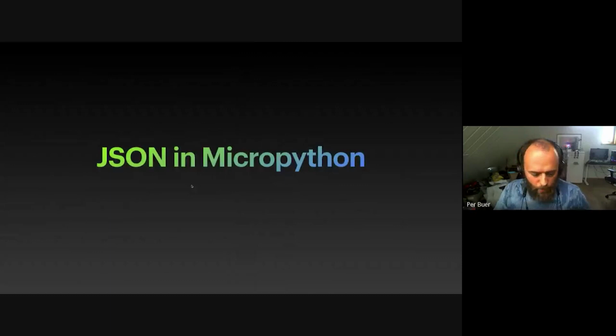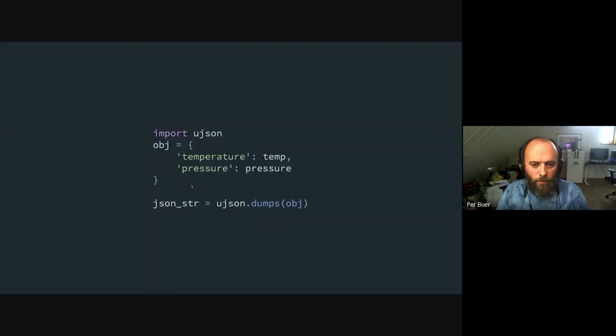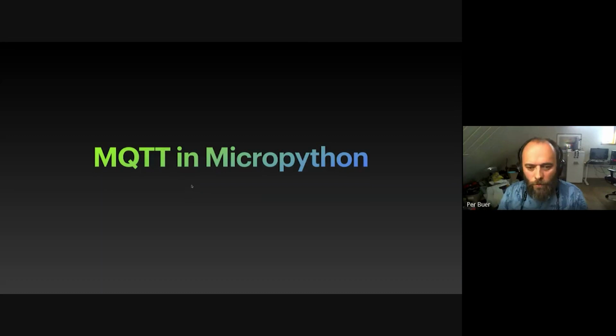Okay, so JSON. You all know what JSON is. JSON in MicroPython is super simple. Here I have an object where I grab two variables, temperature and pressure, and then I create a JSON string with ujson.dumps. Dump, I think, is for dump string: I pass the object and it spits out a string. Again, that's pretty convenient. I don't have to worry about string lengths or buffer overflows or anything like that. I just do it and it works. So JSON is super simple.